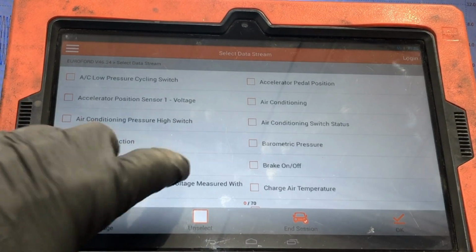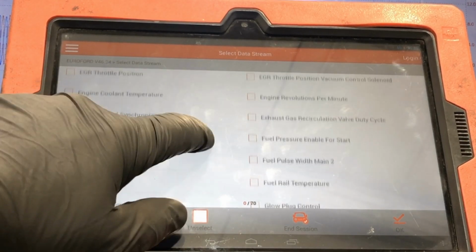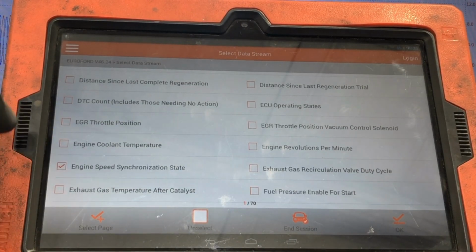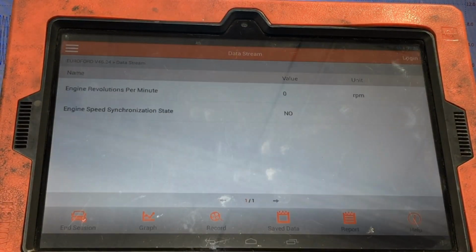What we'll do before we check the sensor is we'll just look at the data PID for engine speed. There's one in here, the engine speed synchronization and revolutions per minute. So let's get them up on screen. I'm going to crank it. And as you can see, no engine speed being registered. So that's the reason why the fault's been triggered. The engine ECU is not detecting engine speed.